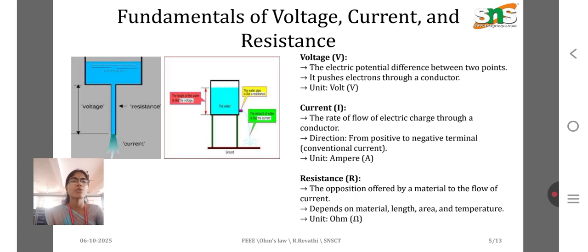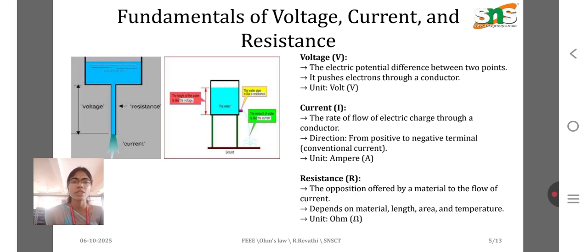So, fundamentals of voltage, current, and resistance. We all know that potential difference is mainly classified as voltage sources. It pushes electrons through a conductor. Current is a free flow of charges, which is electrons. So the voltage pushes the electrons to pass through the conductor. The conductor may be copper, metal, or anything else.